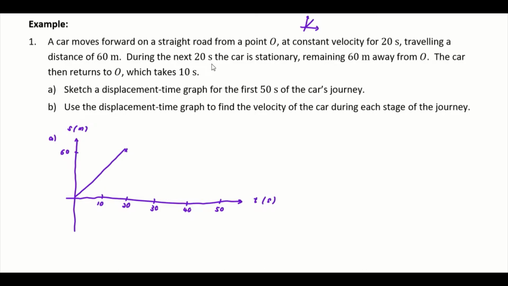Then after that, it stays stationary for the next 20 seconds. So until 40, it's going to be stationary. So the displacement doesn't change. Then after that, it returns back to O. So from 60 it goes back to 0, which takes another 10 seconds, so from 40 to 50. So that's why it's like this. Okay, I think it's pretty simple.